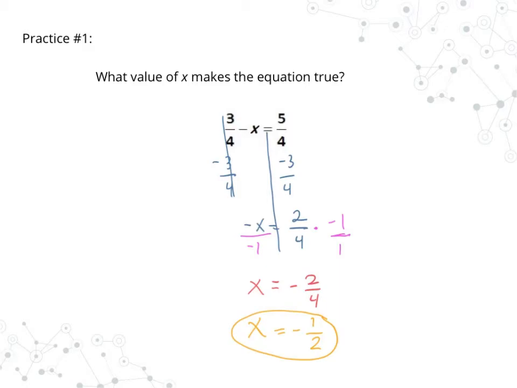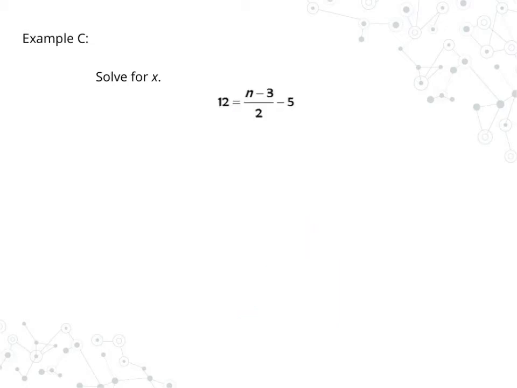Let's go on to the next example. So here we are at example C, and it says solve for x, but obviously we have an n there, so we're going to be solving for n. And we've got a large problem with the division sign, and I've got a constant on the outside. So let's talk about how we're going to do that.